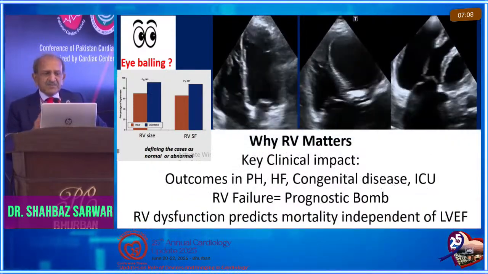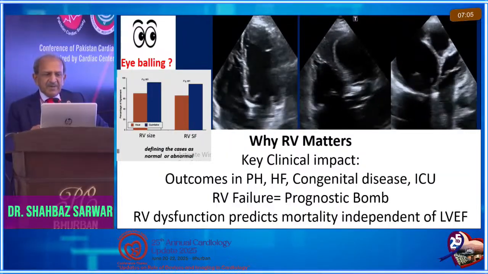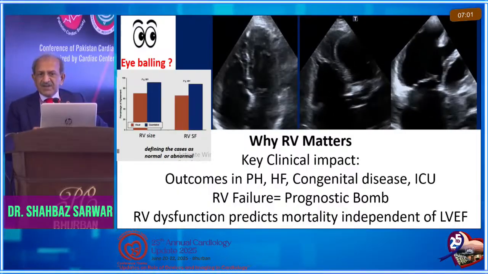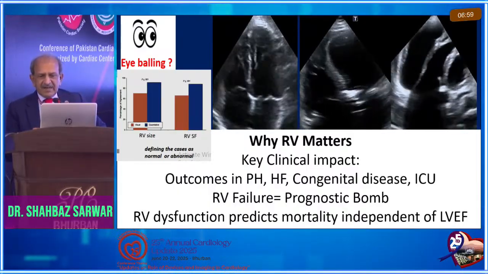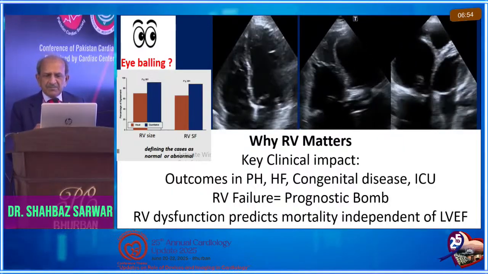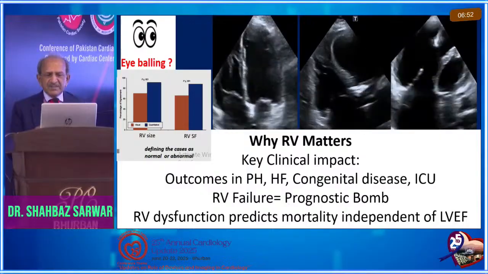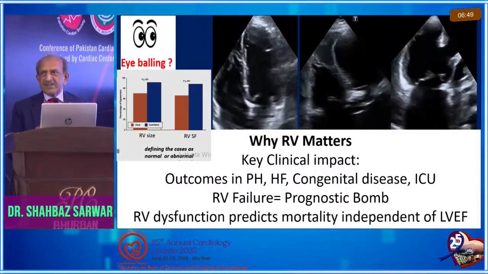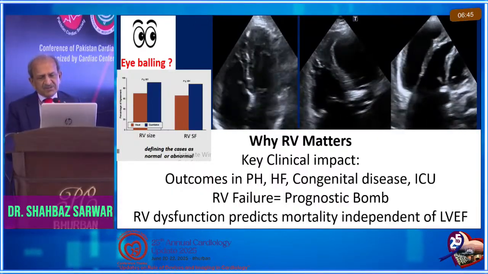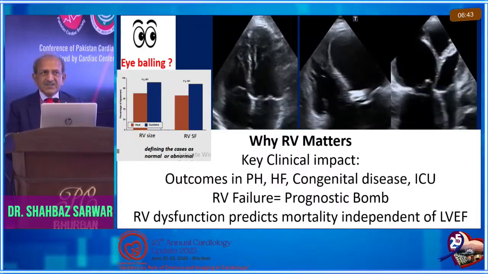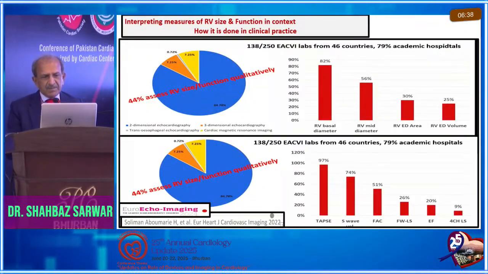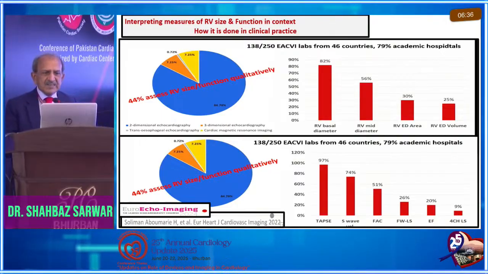So why does the RV matter? Because of the key clinical impacts on outcomes in pulmonary hypertension, heart failure, congenital disease, and ICUs. RV failure is practically a prognostic bomb, and RV dysfunction predicts mortality independent of left ventricular ejection fraction. In fact, our cardiac surgeons are really afraid whenever they see right ventricular dysfunction, they are really afraid to go in. And this is how the world sees it.